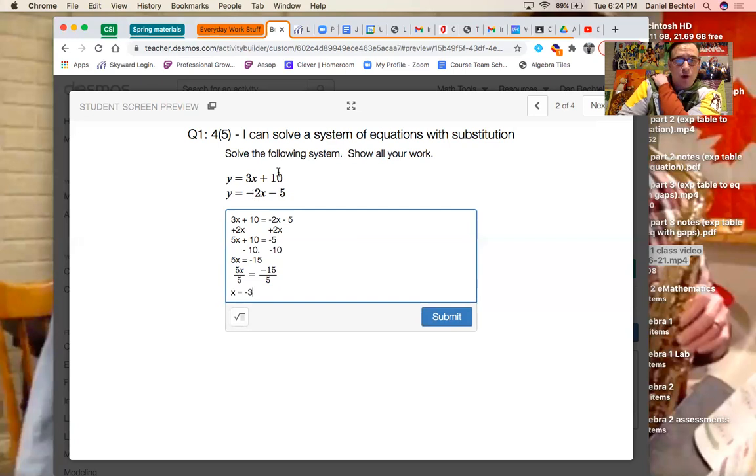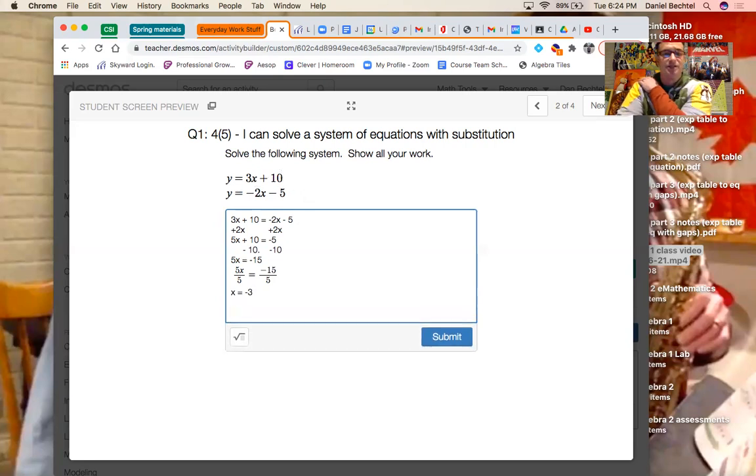Now what I have to do is pick one of these 2 equations to plug that number into to find my y. Guys, I'm always going to pick the equation that has less negative signs. This was a negative 2x and a negative 5, and I'm plugging in a negative 3. Forget that noise. I'm going to plug it in this top one. So y equals 3x plus 10.